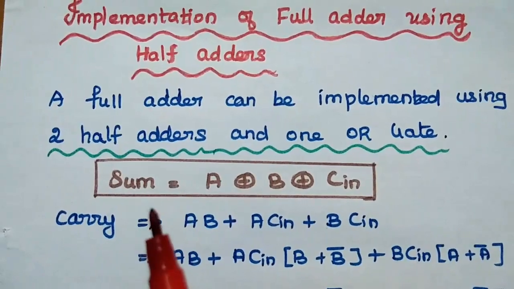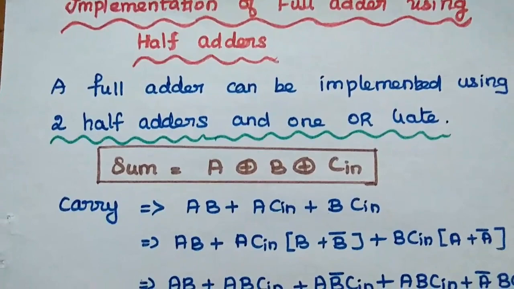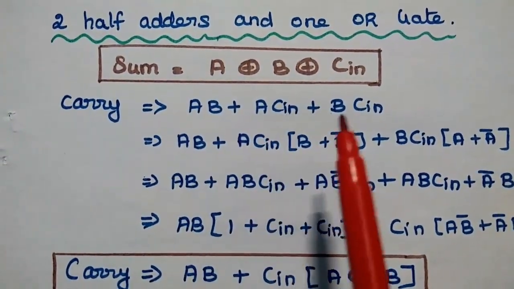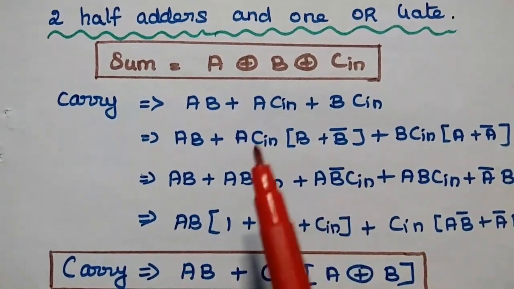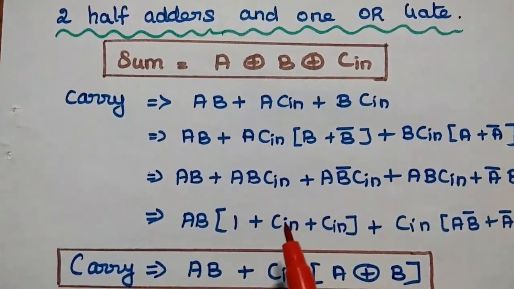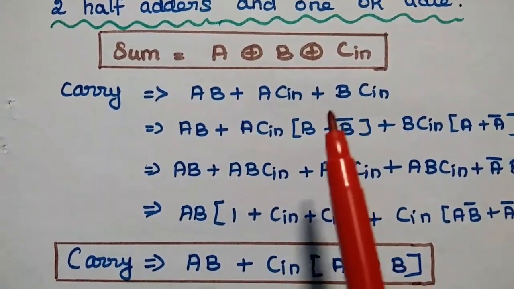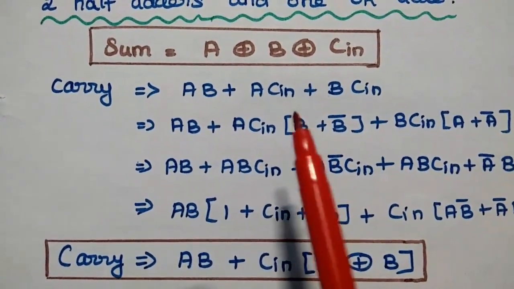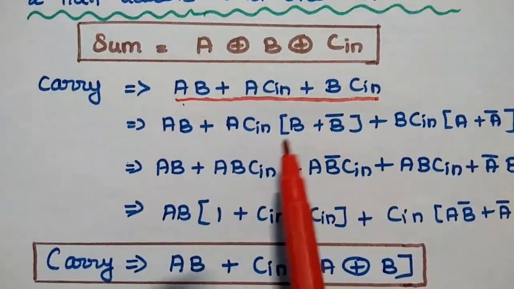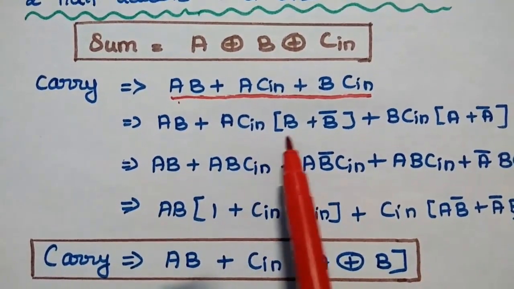The Boolean expression for the sum is equal to A XOR B XOR C. The carry expression is equal to AB plus ACin plus BCin. In order to obtain the full adder in terms of half adder, we have to convert this expression in terms of XOR format. For that, we have to simplify this carry expression. So here we are going to use a simplification method like this.